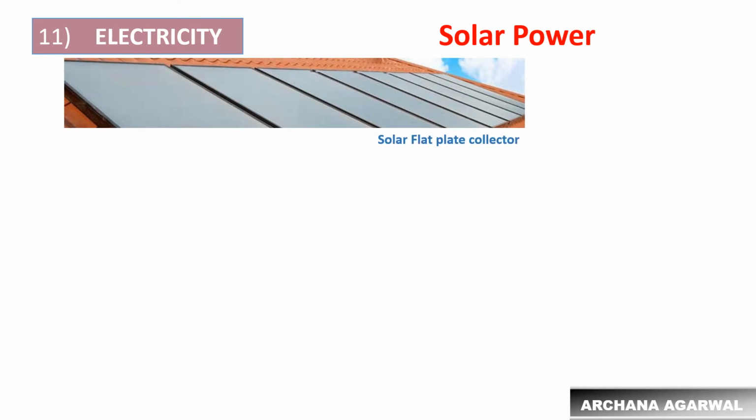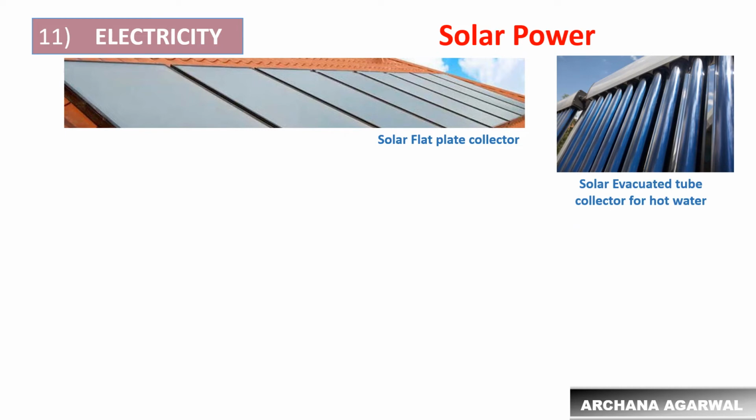Here I am demonstrating some of the installations of solar panels. This is a solar flat plate collector, and this is solar evacuated tube collector for hot water. The solar evacuated tube collectors consist of a number of sealed glass tubes which have a thermally conductive copper rod or pipe inside, allowing for much higher thermal efficiency and working temperature compared to the flat plate solar collector, even during a freezing cold day.